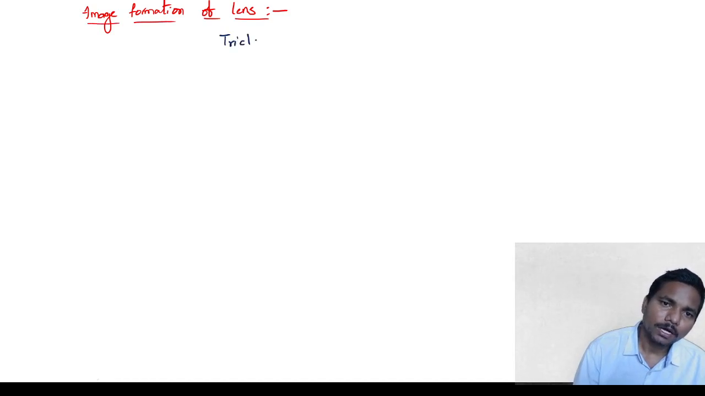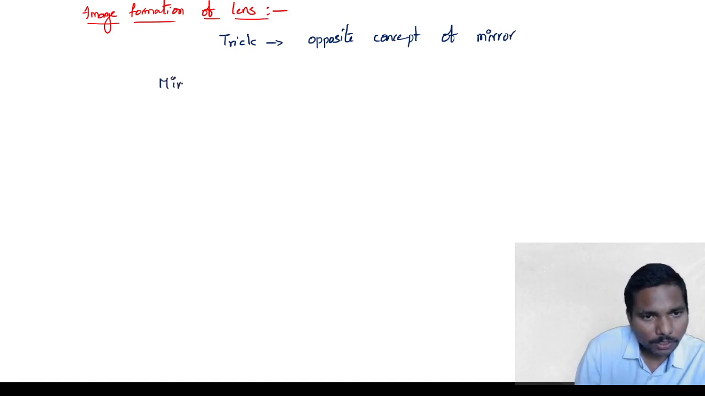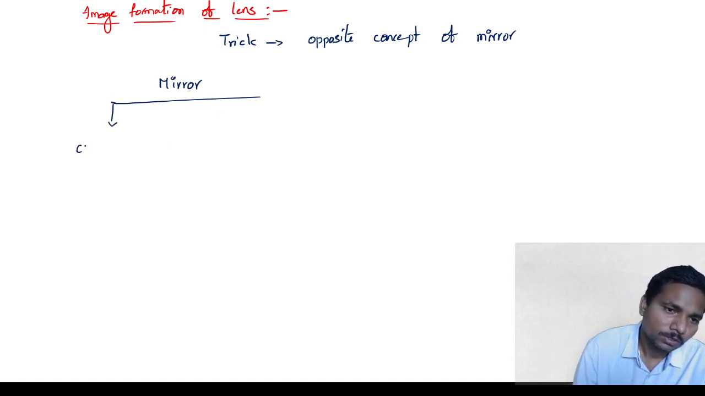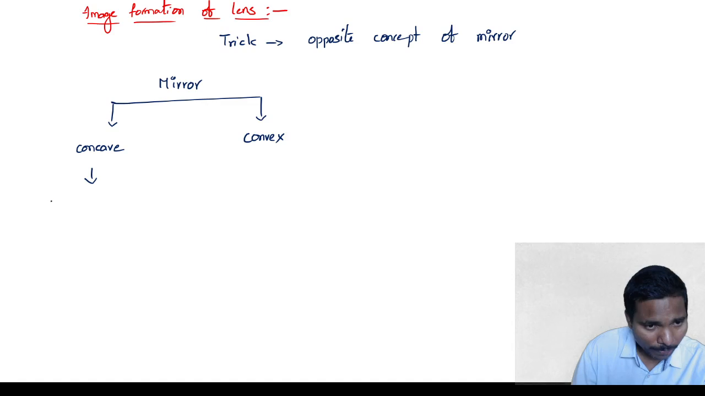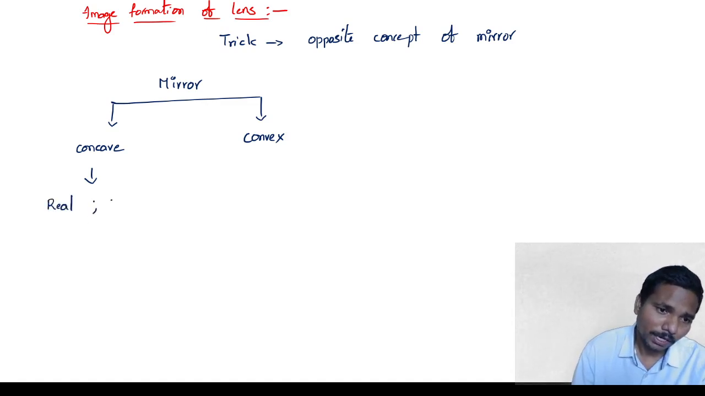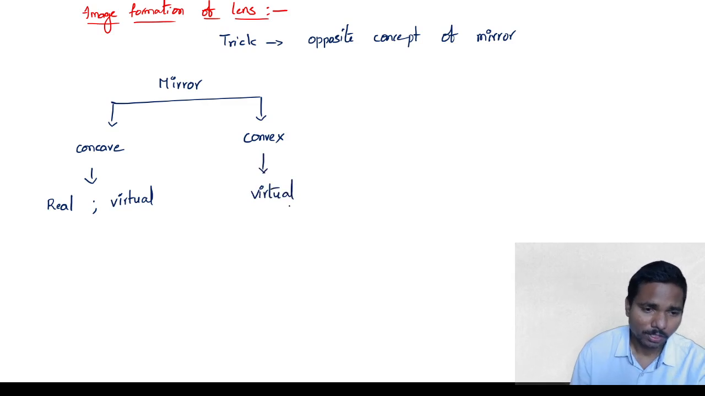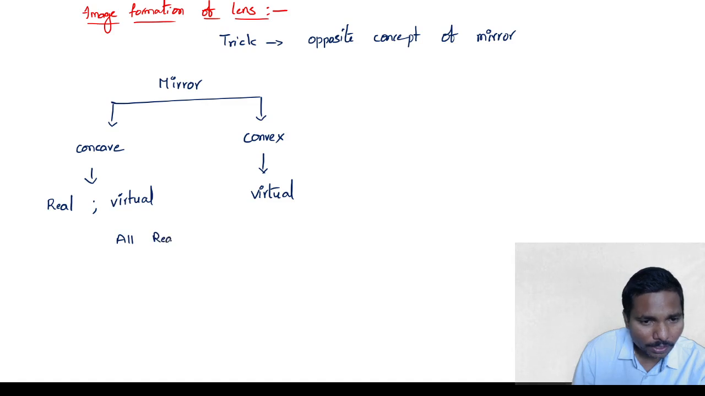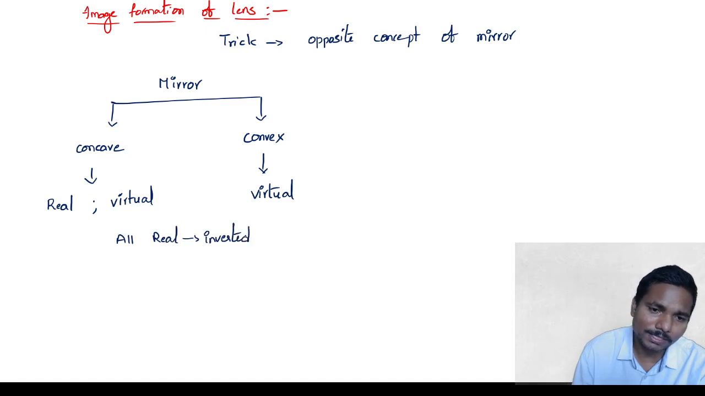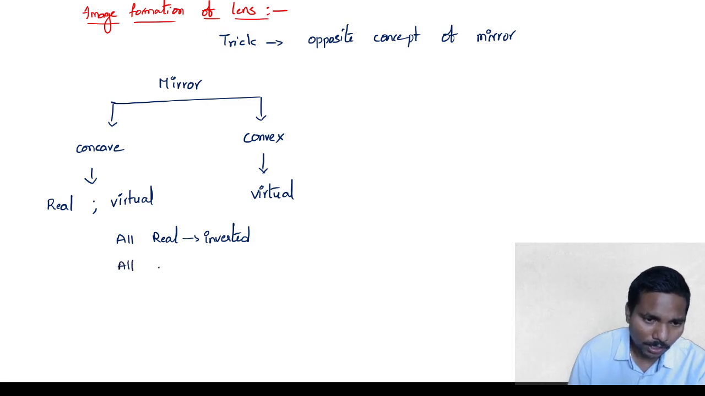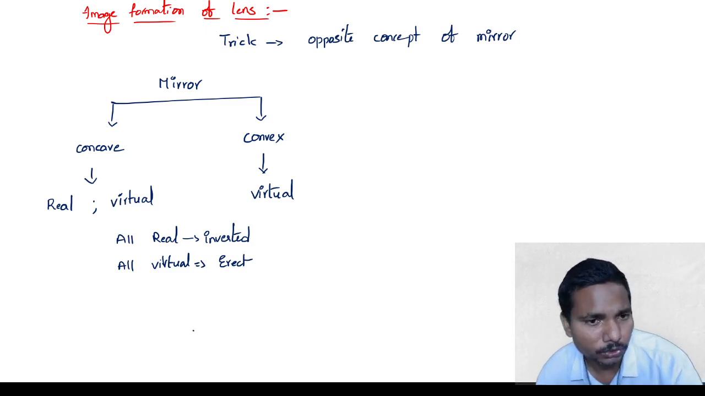The trick is the opposite concept of mirror. In mirror, what are the possibilities we have? Concave and convex. In case of concave, we may have real images and virtual images, both are possible. In convex, we have only virtual. We know very well all real images are inverted. This is the same concept in both mirrors and lenses. All virtual images will be erect.